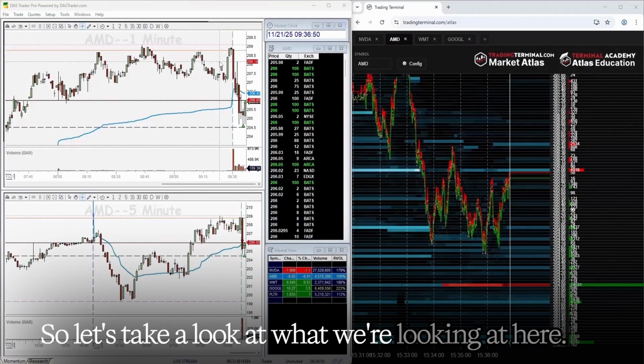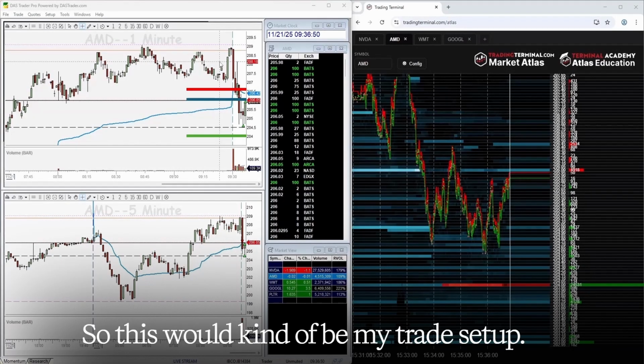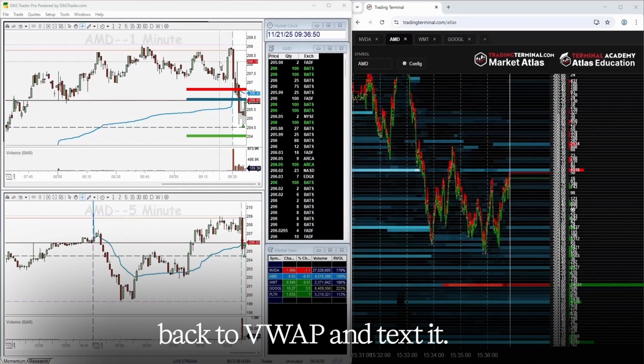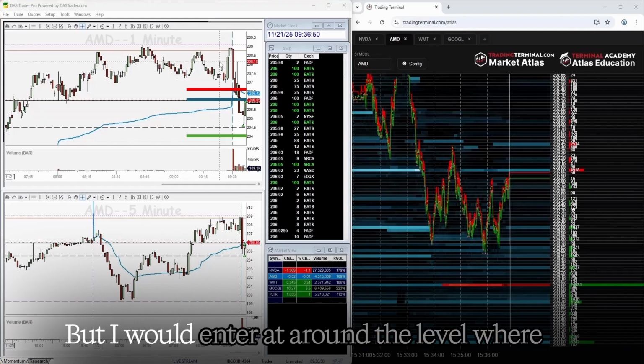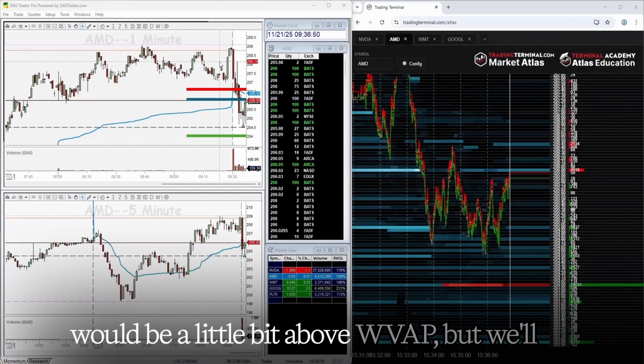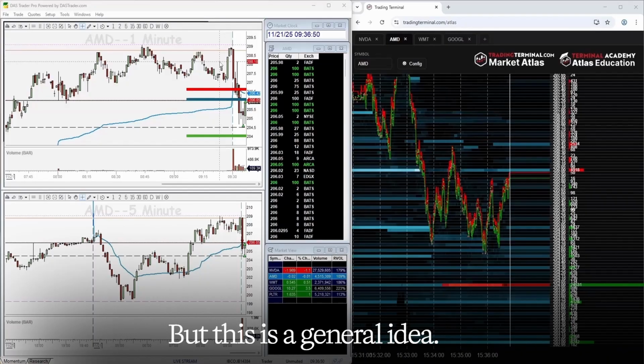So let's take a look at what we're looking at here. This would be my trade setup. I want the stock to come back to VWAP and test it. I would enter around the level where it's at right now, and then my stop loss would be a little bit above VWAP. But we'll have to see what happens. This is a general idea.